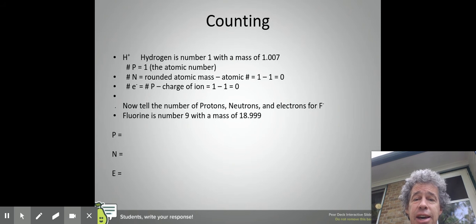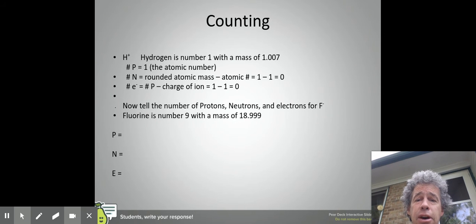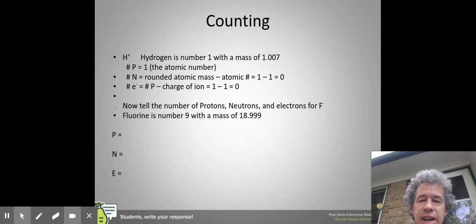If we were to then look at fluorine, fluorine is number 9. It has a mass of 19. So the number of protons is the same as the number, 9. The number of neutrons is the mass rounded, so 19 minus 9, or 10. And finally, since we're looking at fluorine minus, it's a negative ion with a minus 1 charge. So then the electrons is the number 9 minus negative 1, or 10.